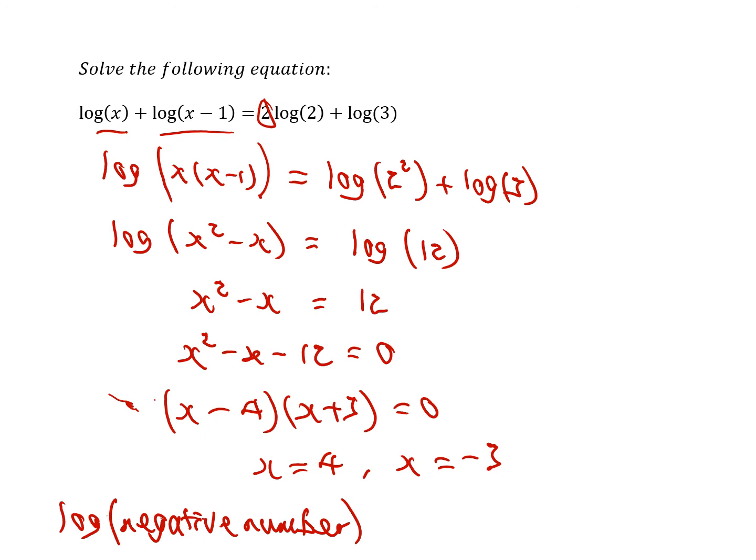So that means that x equals minus 3 is not a solution to the log equation. It's a solution to the quadratic equation, but it's not a solution to the log equation. So we can discount that, and x equals 4 is the single answer to this equation.